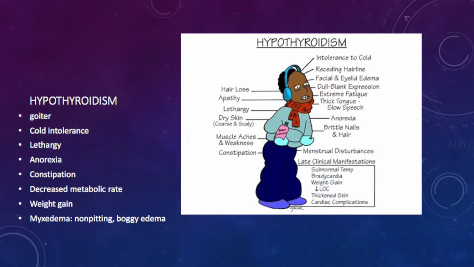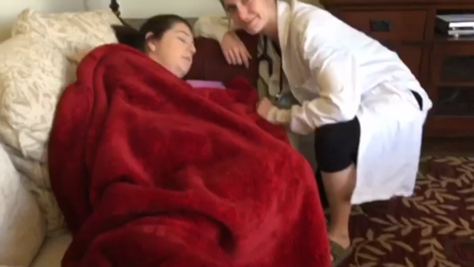Myxedema is severe, long-standing, non-pitting, boggy edema, and involves the loss of mental and physical stamina. Myxedema coma, a medical emergency, is a diminished level of consciousness associated with severe hypothyroidism. Signs and symptoms are decreased level of consciousness, hypoglycemia, hypothermia, hypoventilation, and hypotension. Lactic acidosis can occur from lack of O2 and perfusion.